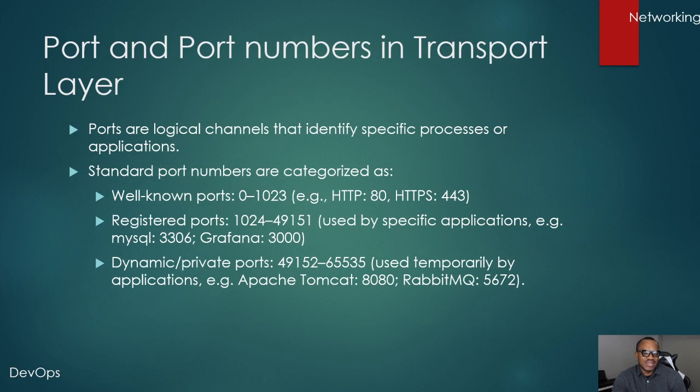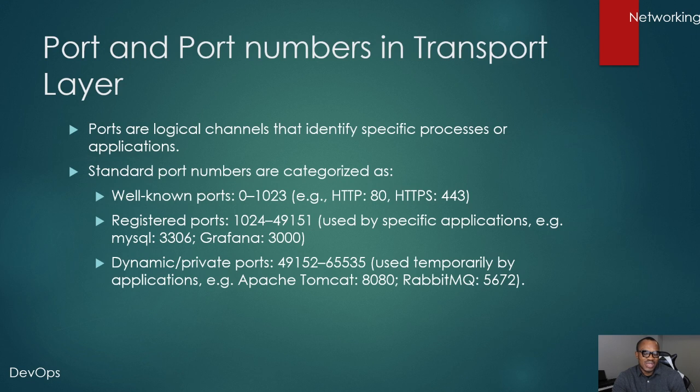Ports and port numbers in the transport layer. As computers in the network are identified by individual IP addresses, applications in the network too are identified using their port numbers. So ports are logical channels that identify specific processes or applications, and standard port numbers are categorized as well-known ports, which is from 0 to 1023. For example, you have HTTPS on 443, HTTP on port 80, SSH on port 22. You have registered ports from 1024 to 49151, and they are used by specific applications like MySQL on 3306, Grafana on port 3000.